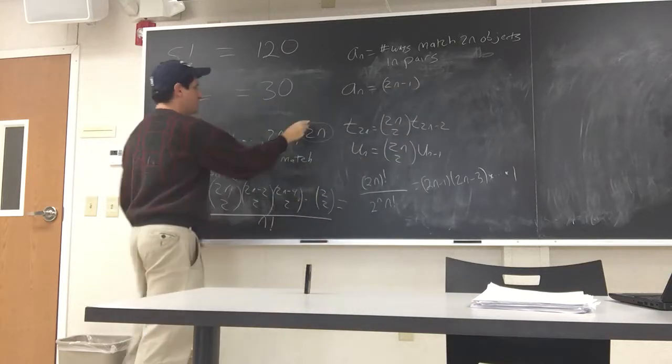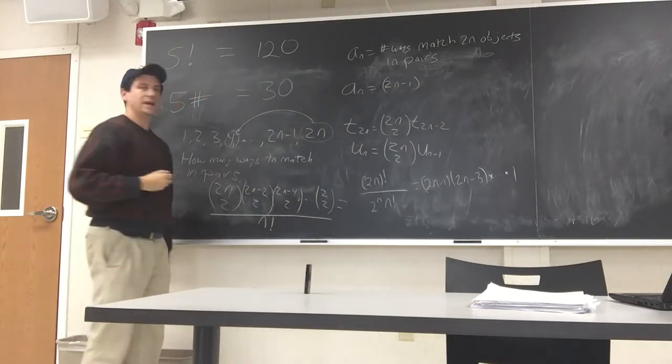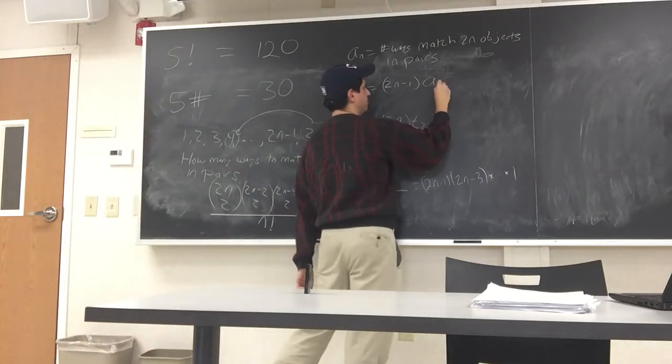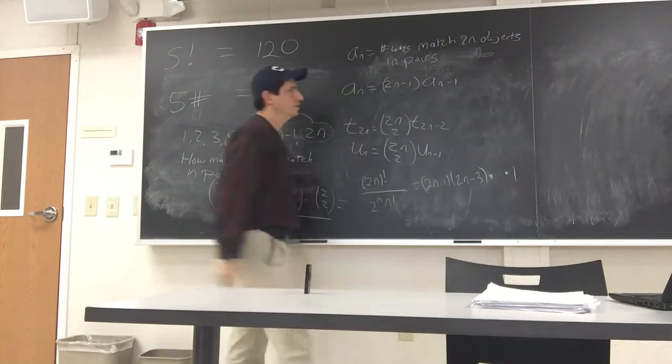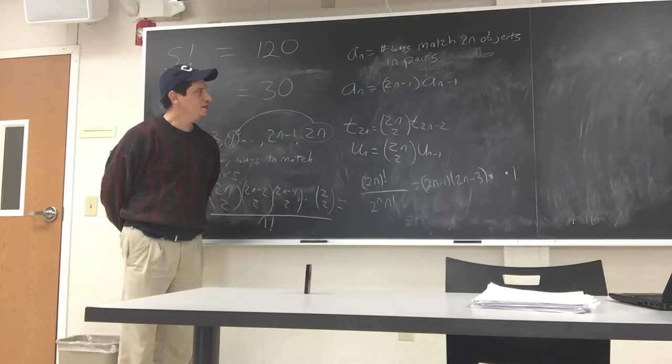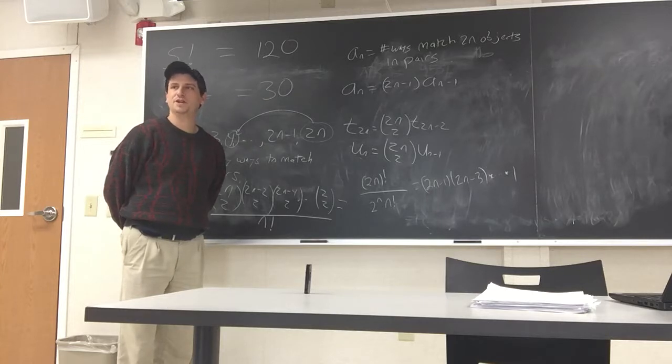And now we match this with somebody. And now we have 2n minus 2 elements. So we get this as the recursion. And now you can see the double factorial coming into play.